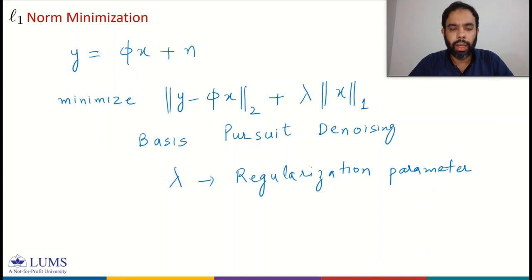Later we talked about the compressive sensing problem in the presence of noise, and we formulated that as a minimization problem in which we minimize a linear combination of the least squares term and the one norm. In fact, that is called basis pursuit denoising.